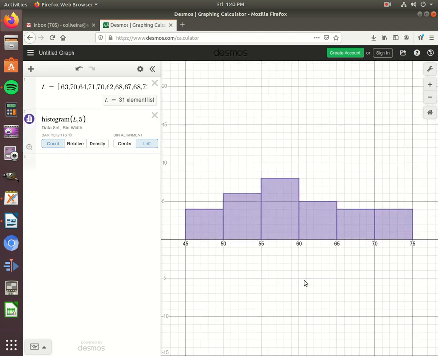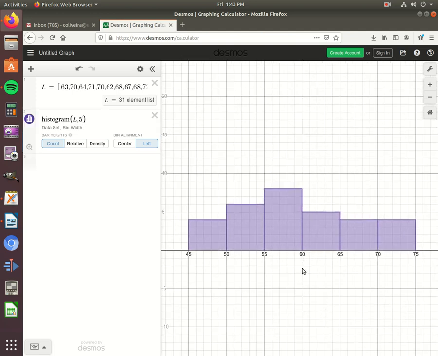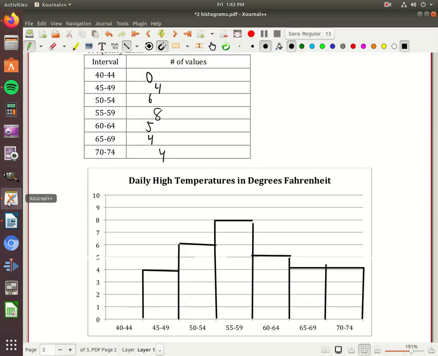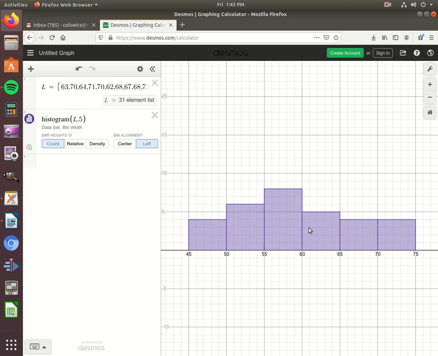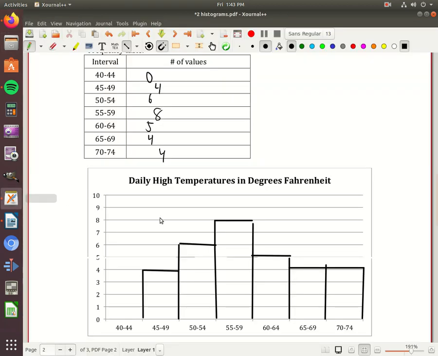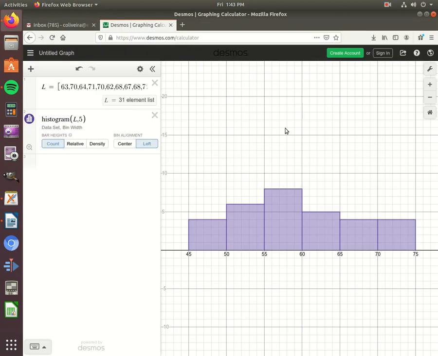So you can see that we get a really similar histogram to the one that we did over here, right? Whether we did it with Desmos or whether we did it just sort of making it on our own scale, we still get that single peak with the symmetric shape. Here's our single peak with the symmetric shape.